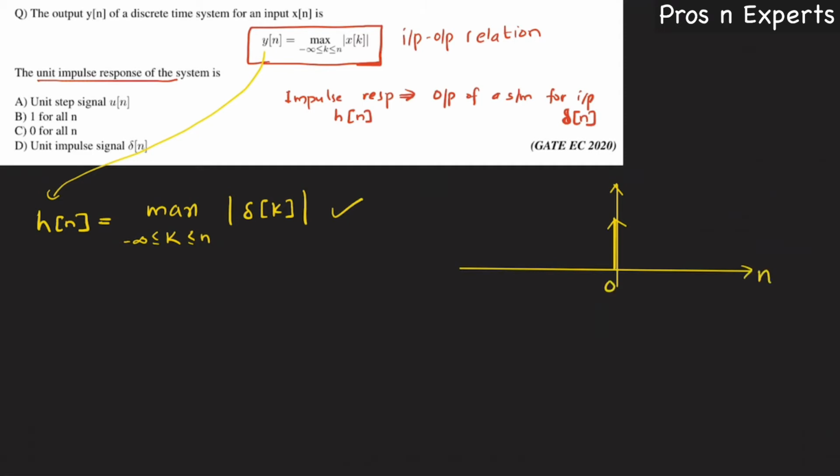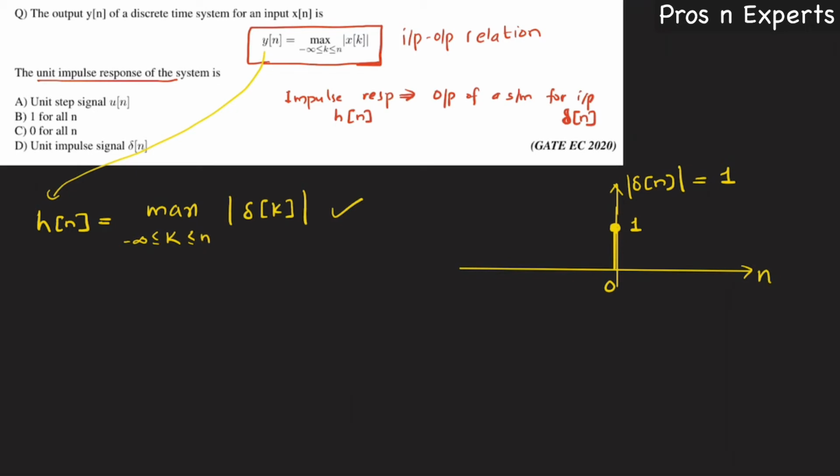This is n equal to 0. This is del of n. This is a discrete time signal, so its amplitude is 1. So the maximum value of del of n will always be 1. Right now h of n is defined as the maximum of del of k for minus infinity less than k less than n.